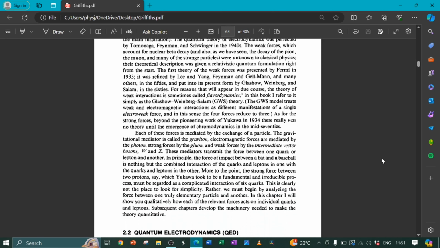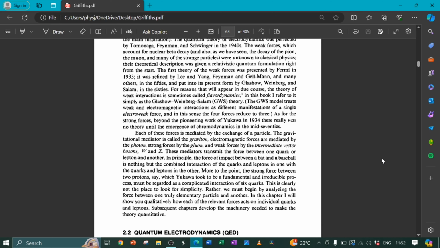Each of these forces is mediated by the exchange of a particle. The gravitational mediator is called the graviton. Electromagnetic forces are mediated by the photon, strong forces by the gluon, and weak forces by the intermediate vector bosons W and Z. These mediators transmit the force between one quark or lepton and another.